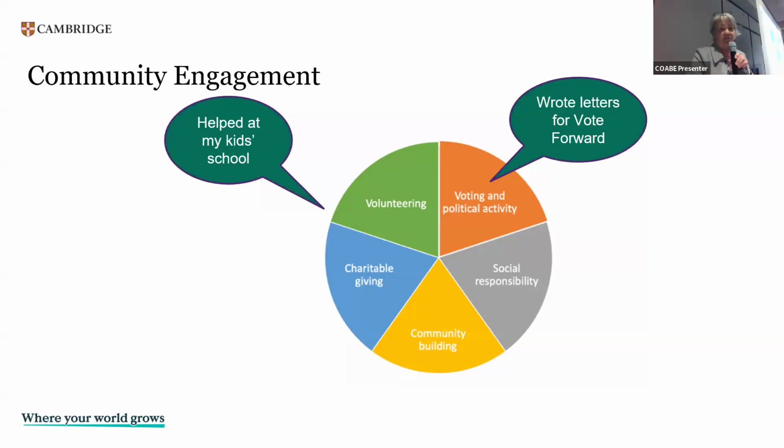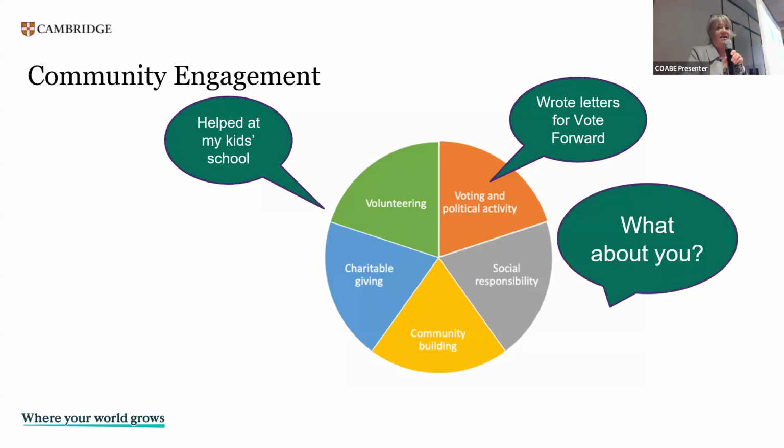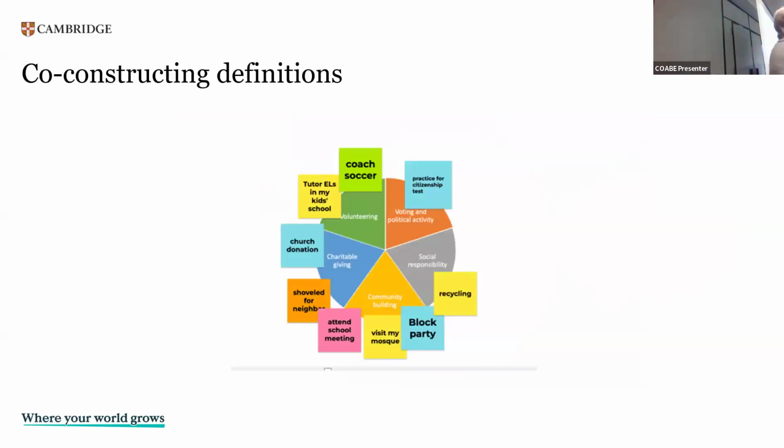Okay. So, right. Now, here's a sample of what you might end up with. This could be done on a whiteboard function if you're teaching online, or with Post-it notes in the classroom. So projecting the image, learners are invited to share what they have done. And remember, this was advanced English learners, or ABE. And so we can see recycling, block party, visit my mosque, attend school meetings, shoveled for a neighbor.